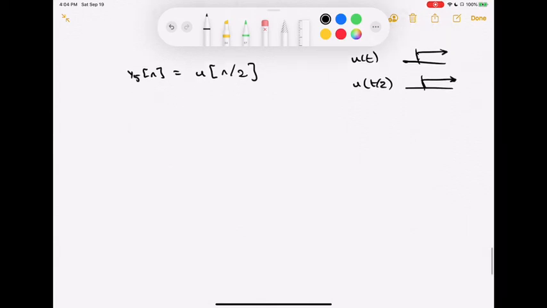Here we're doing an upsample by 2. So we're going to insert 2 minus 1, or 1 zero, between each sample. If I plot that guy out, take a look at what that thing looks like. We can think of the original values.